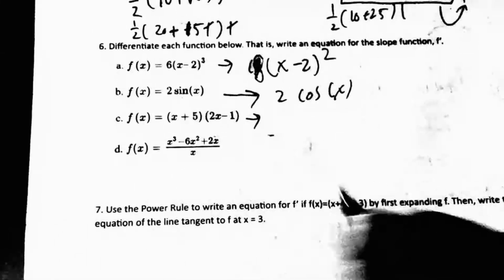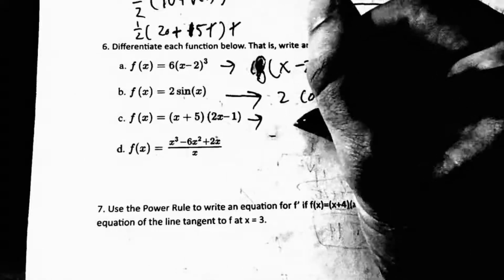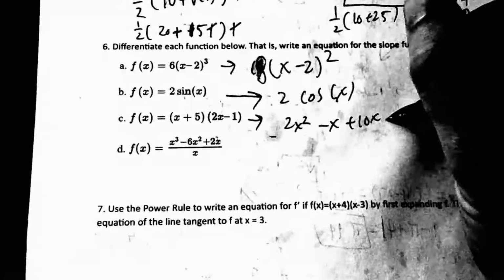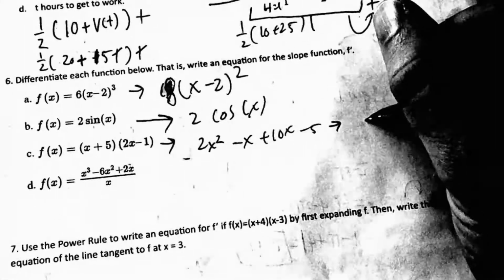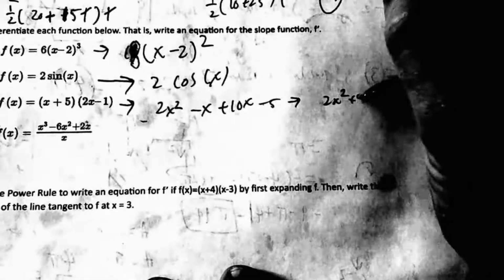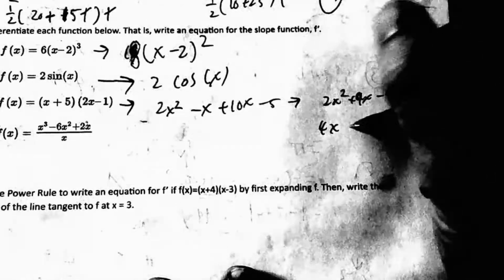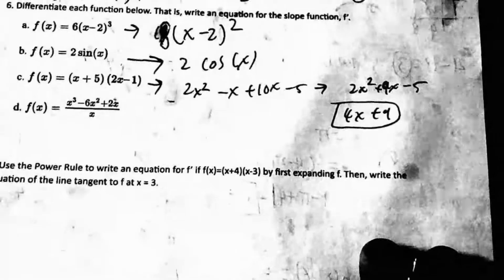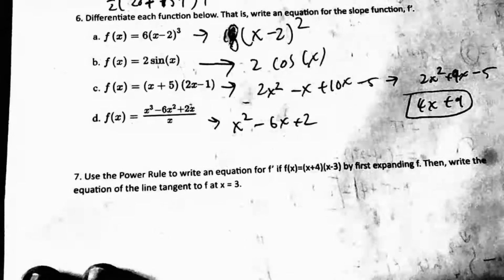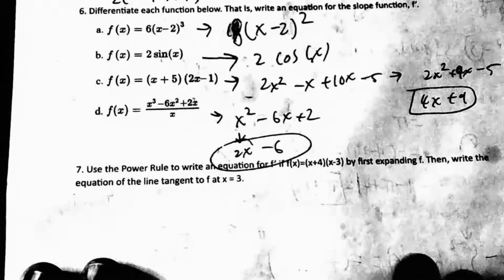This one, you have to FOIL it first. So let's see, that's going to be 2x squared minus x plus 10x minus 5, which simplifies to 2x squared plus 9x minus 5. Then power rule it. You get 4x plus 9. That'll be that one. The next one, you just divide them all by x. So you take an x out of each one. This is going to become x squared minus 6x plus 2. Then take the derivative. That's going to become 2x minus 6. And that's my answer.